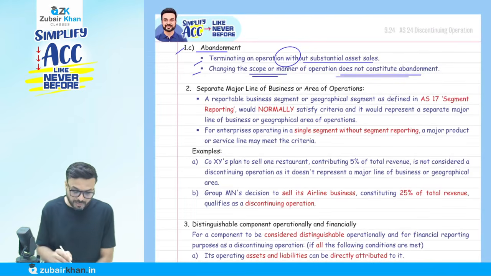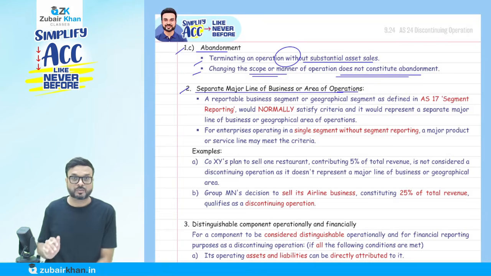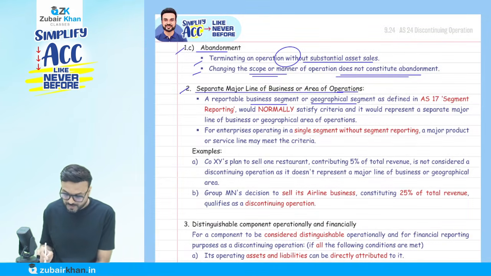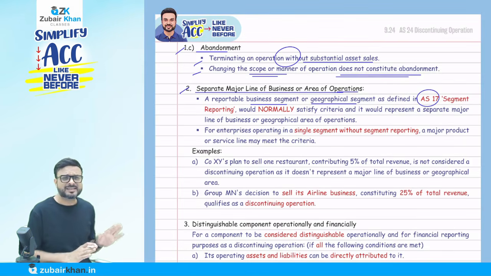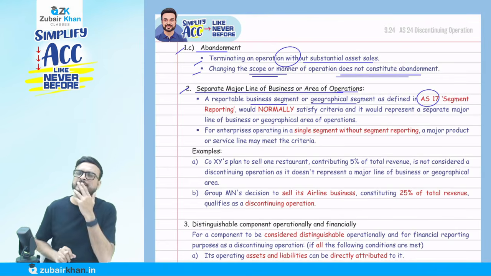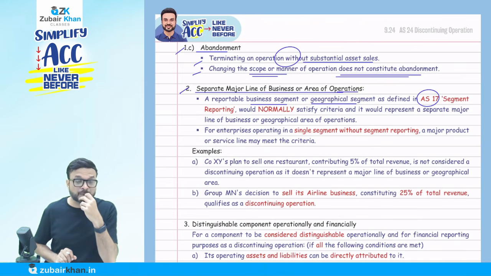So when I go to point number 2, they say separate major line of a business or area of operation. What does it mean? A reportable segment, business segment or geographical segment as defined in AS 17 Segment Reporting. So they say yes, for a separate major line it is what we find in AS 17, that is segment. But there was a 10% threshold there, okay? 10% threshold was there.